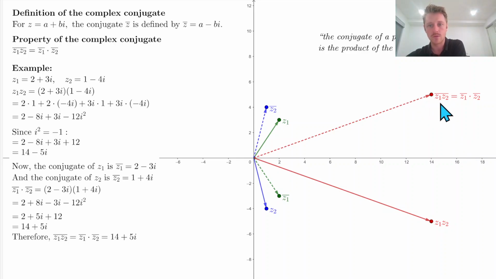So that is a visual demonstration, hopefully, of the fact that Z1 multiplied by Z2, taking the conjugate of that, is the same thing as taking the conjugate of Z1 multiplied by the conjugate of Z2. And so that's our second property of the complex conjugate there. Okay, let's have a look at another property.